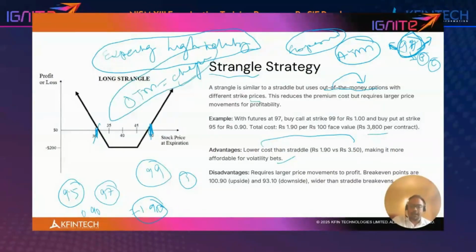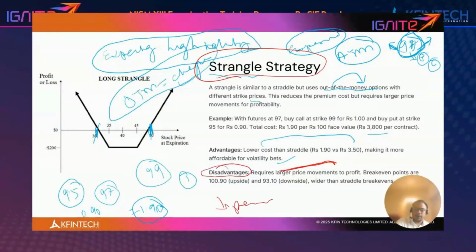The only thing that can protect you when you enter into a strangle strategy is basically when you expect large price movement. If there is no large price movement, this becomes a disadvantage for you and you might lose the premium altogether. Why you require large movement?